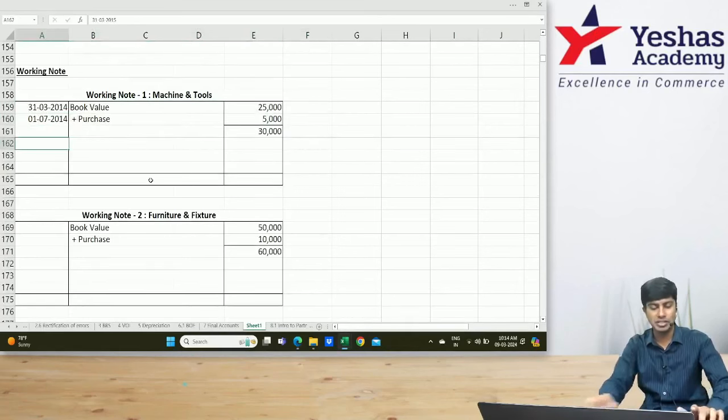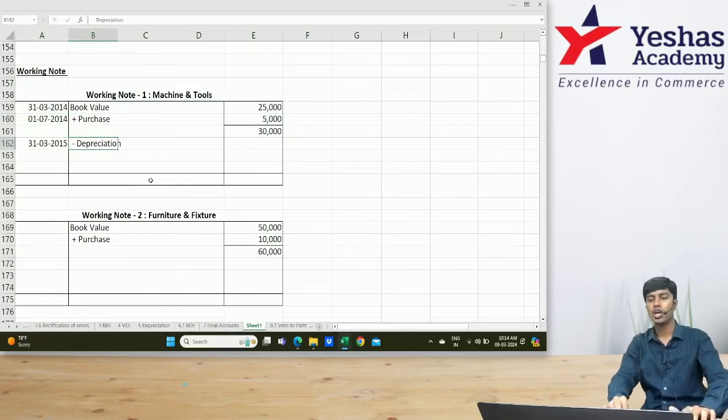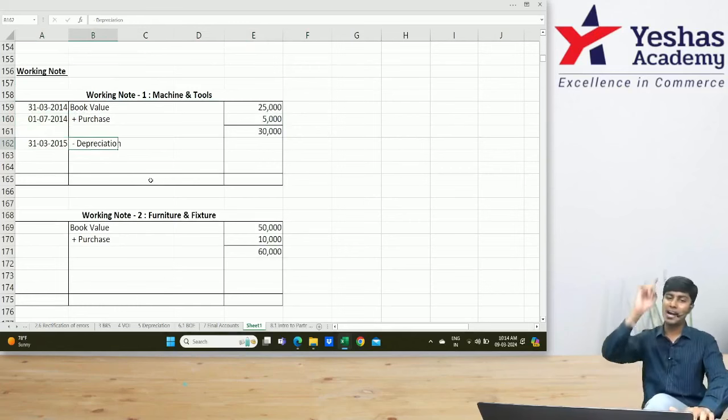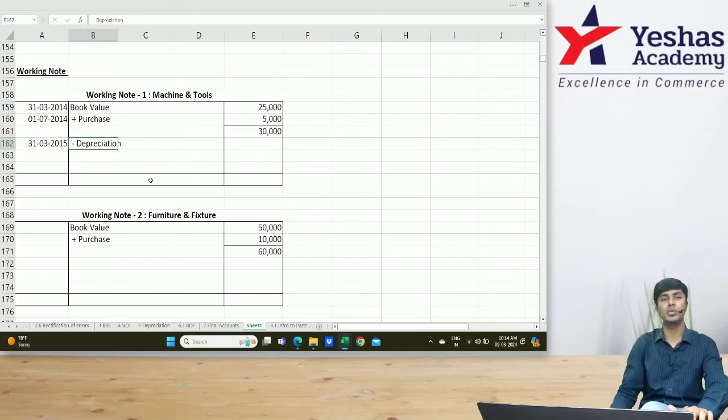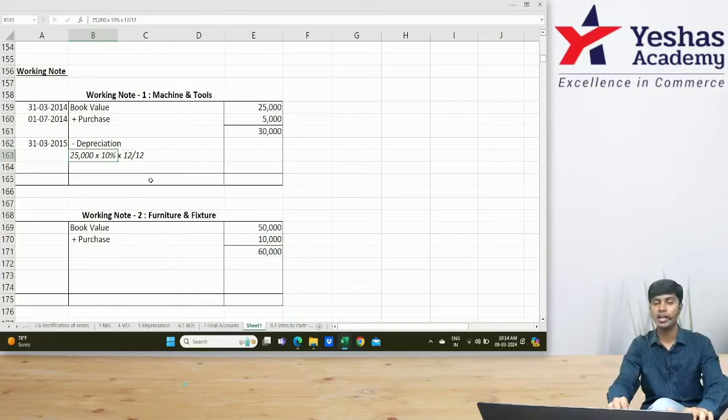Now we'll provide depreciation on 31st of March. On opening 25,000, from 31st of March 2014 to 31st of March 2015. 12 months. Am I right? Come on, let me write. 25,000 into how much percentage? 10% into how many months? 12 by 12.